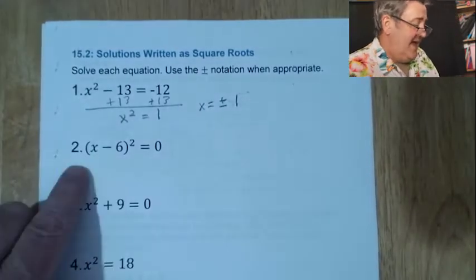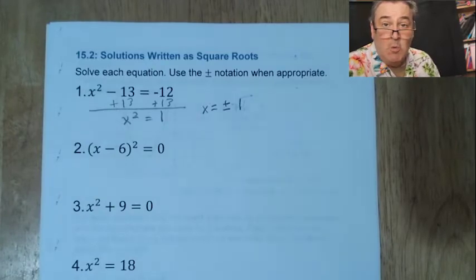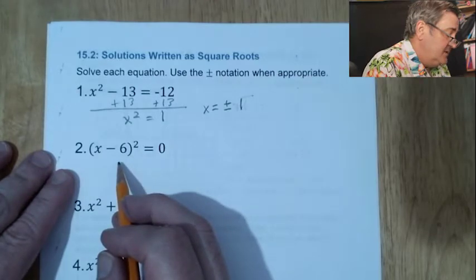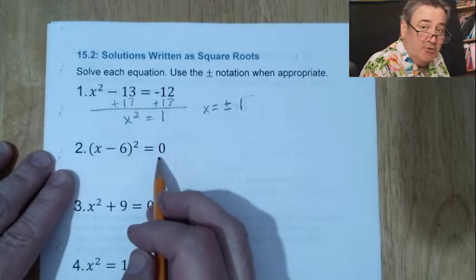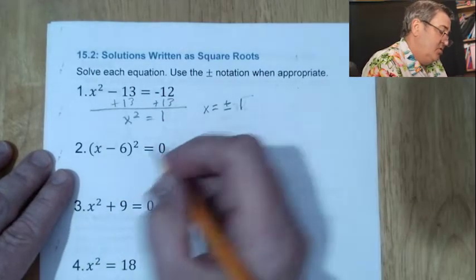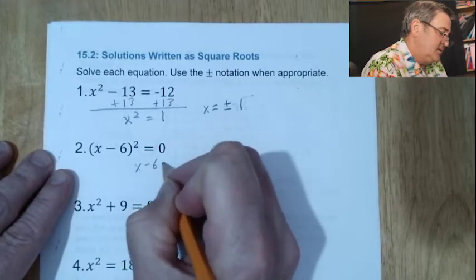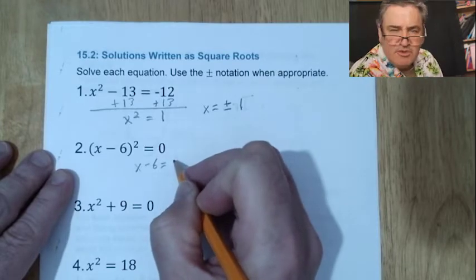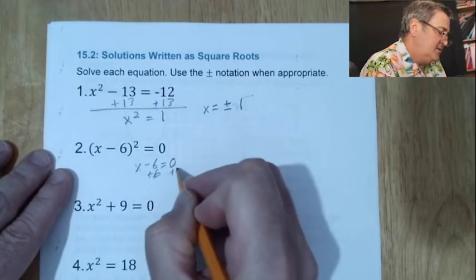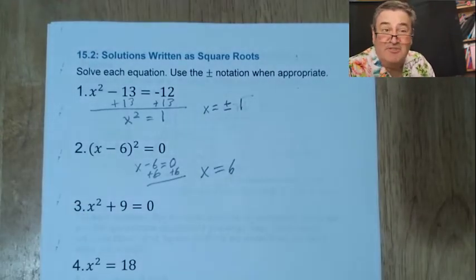This one right here, x minus 6 squared equals 0. So let's see. That means x minus 6 equals 0, or x minus 6 equals 0, right? So if we take the square root of both sides, that would be x minus 6 equals plus or minus 0. Do we do that? No, there's not a plus or minus 0. Add 6, add 6. So x equals 6. That's the only possible answer for that one.